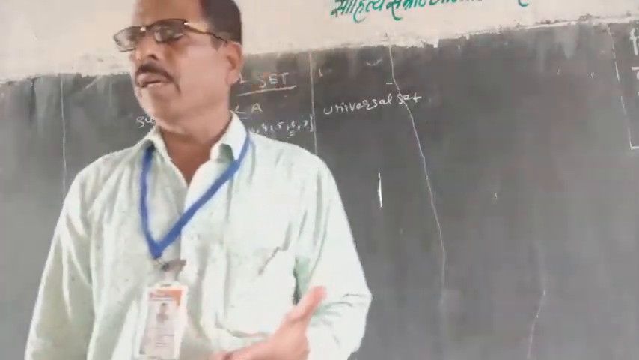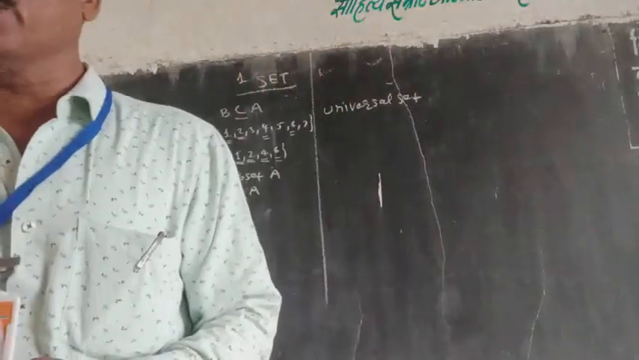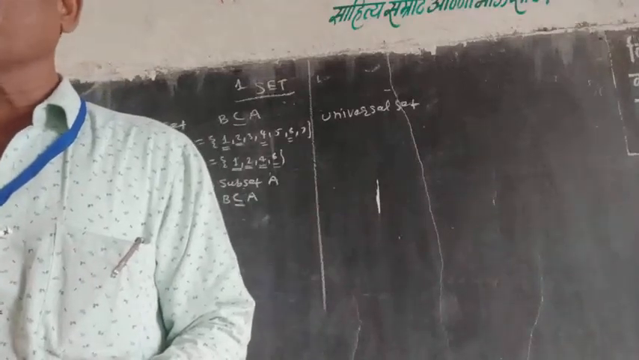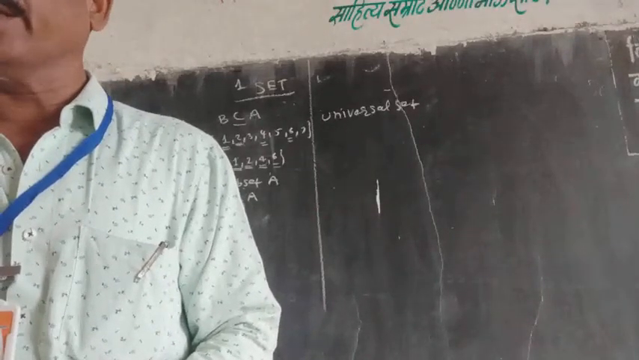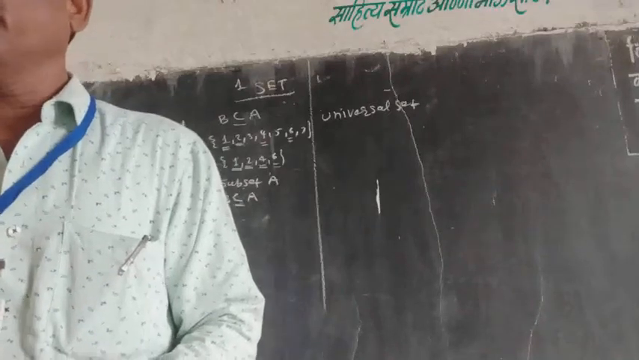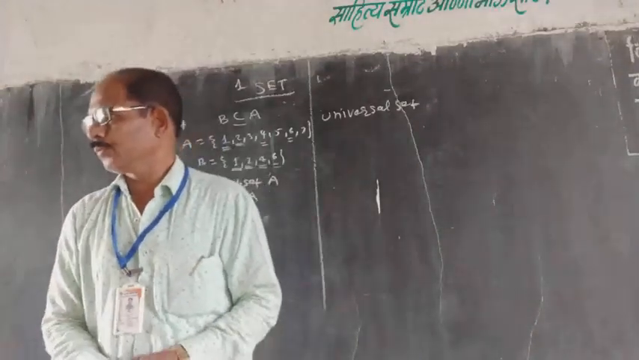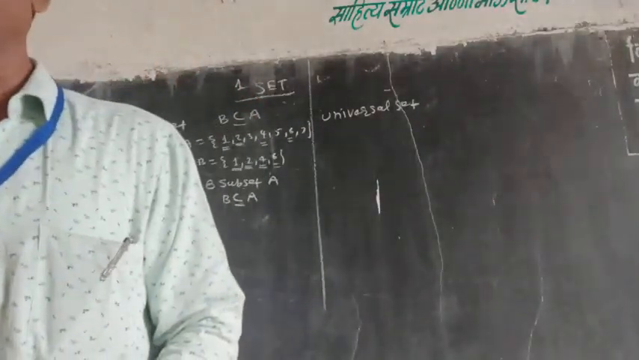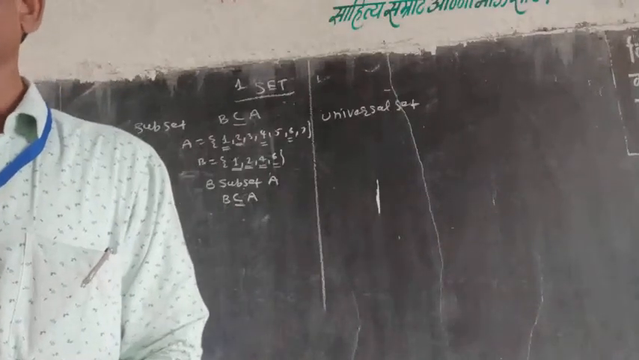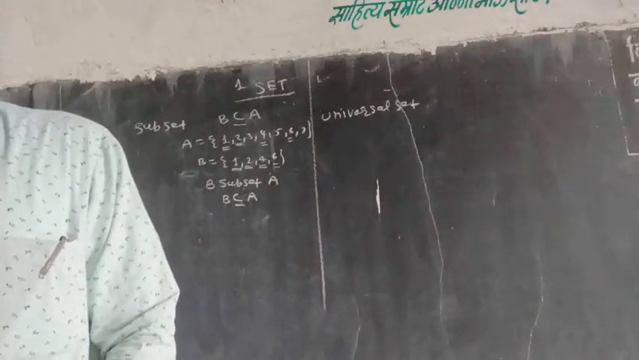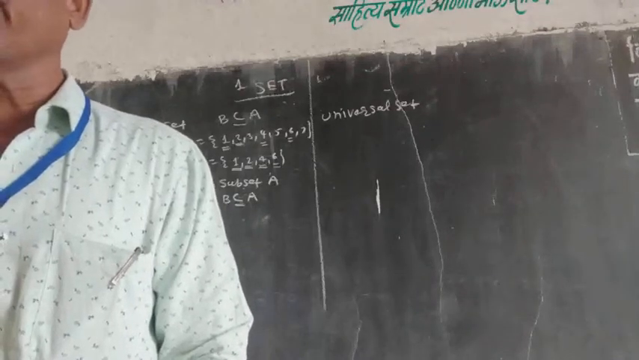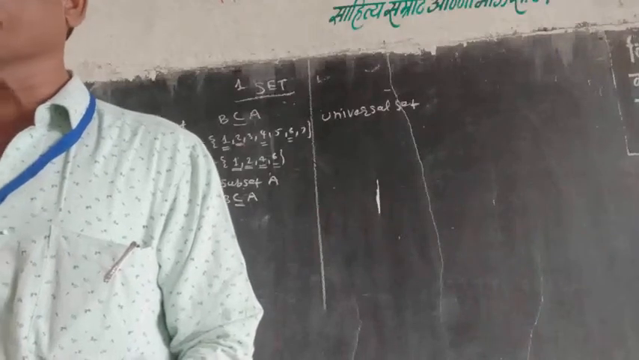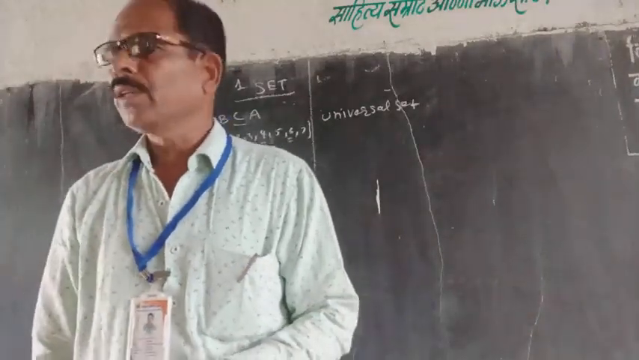In another example, we can use the universal set. Complement of a set: suppose U is a universal set and B is a subset of U, meaning B is a subset of the universal set U. Then the set of all elements in the universal set which are not in set B is called the complement of B. It is denoted by B dash.